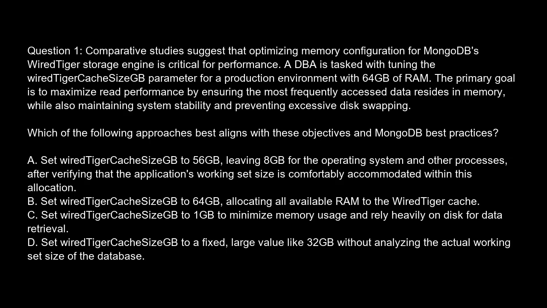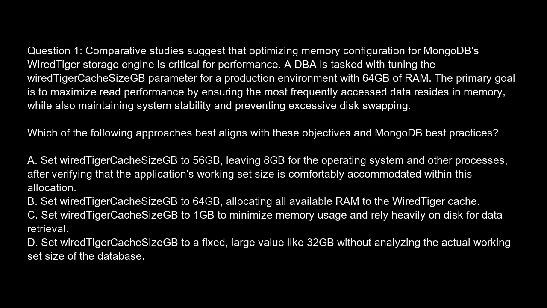Question 1. Comparative studies suggest that optimizing memory configuration for MongoDB's WiredTiger storage engine is critical for performance. A DBA is tasked with tuning the wiredTigerCacheSizeGB parameter for a production environment with 64 GB of RAM. The primary goal is to maximize read performance by ensuring the most frequently accessed data resides in memory, while also maintaining system stability and preventing excessive disk swapping. Which of the following approaches best aligns with these objectives and MongoDB best practices?